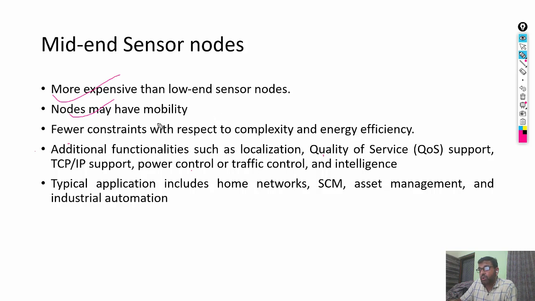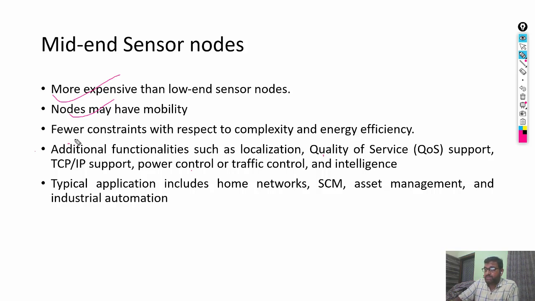But the robot is a mid-end sensor node. It is going to move from one position to another. Without moving, it cannot go to the fridge. It cannot open the door of the fridge. So the robot has mobility power, and the robot comes in the domain of mid-end sensor nodes.